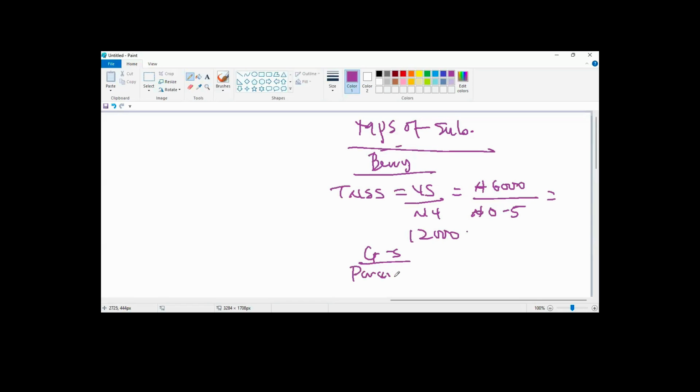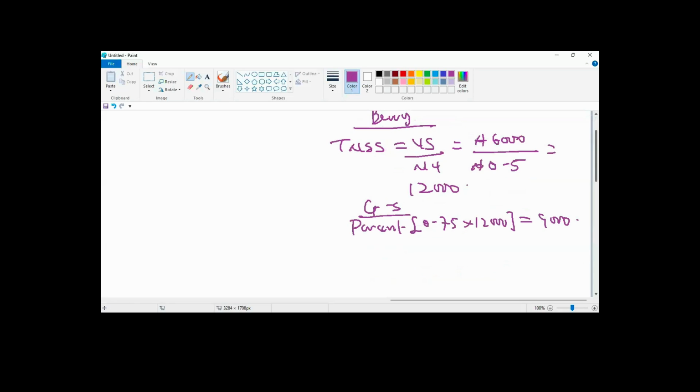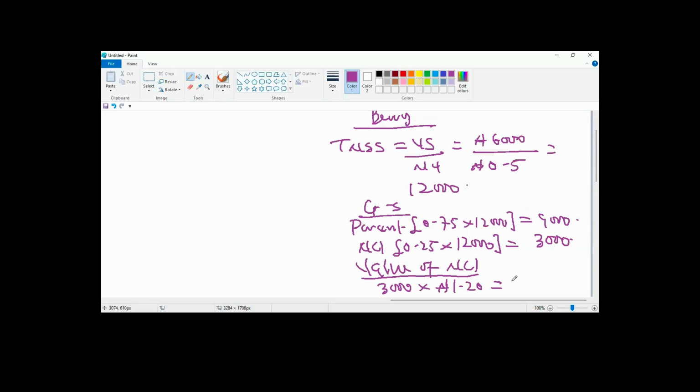Out of this 12,000, they've given us the group structure. Parent is 75%, which is 0.75 times 12,000. That will give me 9,000. Then NCI is 0.25 times 12,000, which is 3,000. So I can now know the value. Value of NCI equals 3,000 shares times 1 naira 20 kobo, which gives me 3,600. This is the value I will now add to the cost of investment.